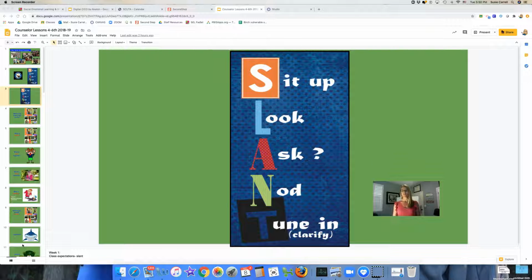S means that we should be sitting up. It doesn't matter whether you're at home learning or if you're in the classroom, it's still really important that you're sitting up straight. L refers to looking at the person who is talking. It may be your teacher or it may be a classmate, but it's a really good idea, even when you're at home, to be looking at the person who's talking to you rather than looking around on your phone or even at something else that's going on in your room or your house.